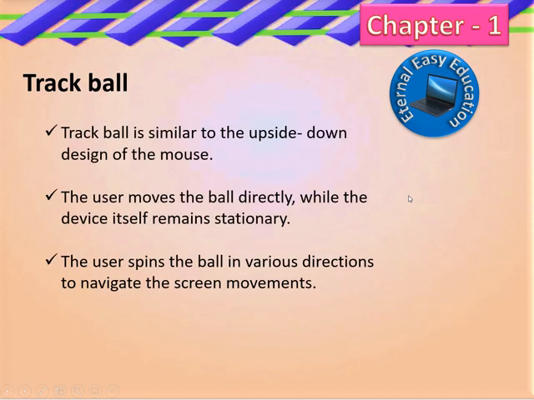Next one is trackball. Trackball is similar to the upside down design of the mouse. What is the upside down? I'll show the picture. The user moves the ball directly while the device itself remains stationary. I hope many of the students, those who are playing games, are using gaming mouse, can know of this trackball. The user spins the ball in various directions to navigate the screen movement.